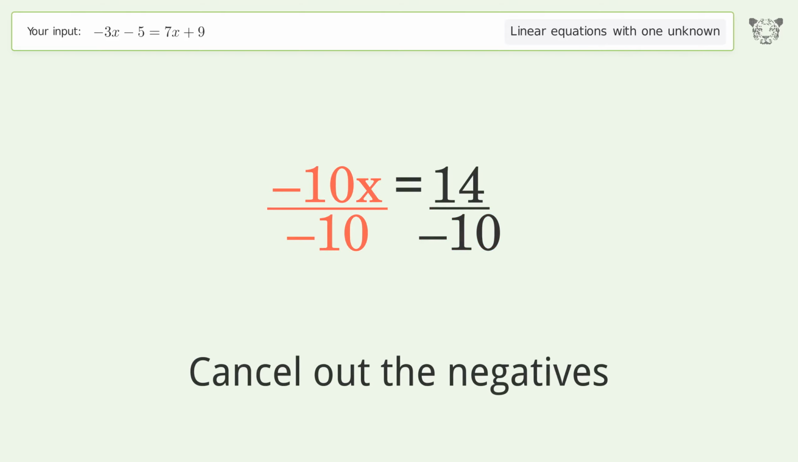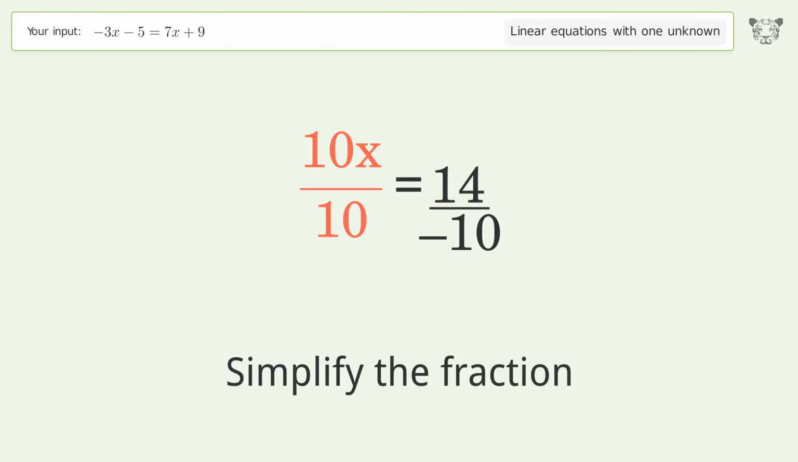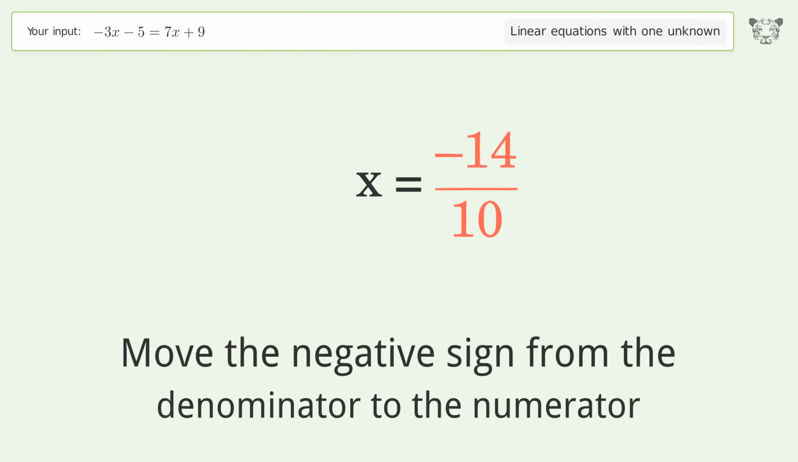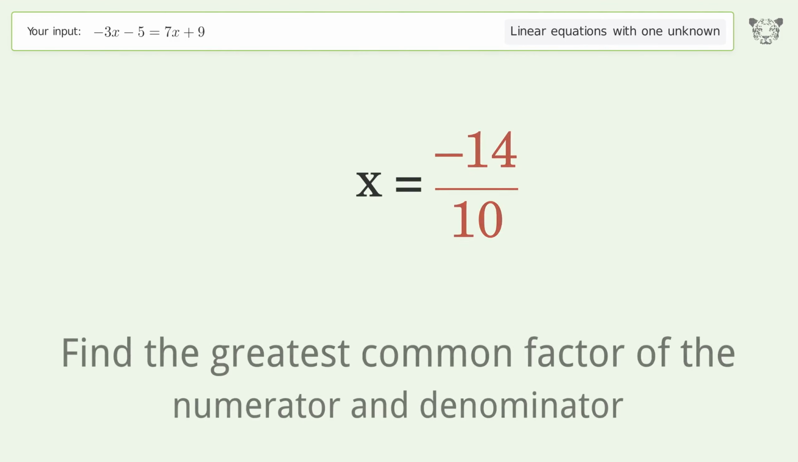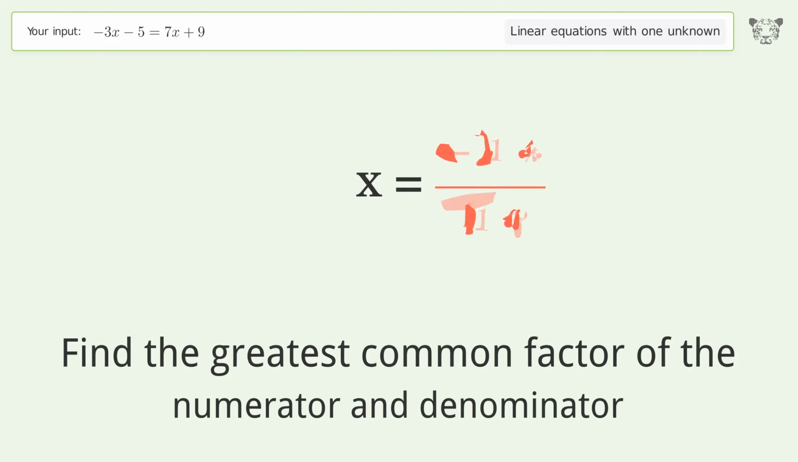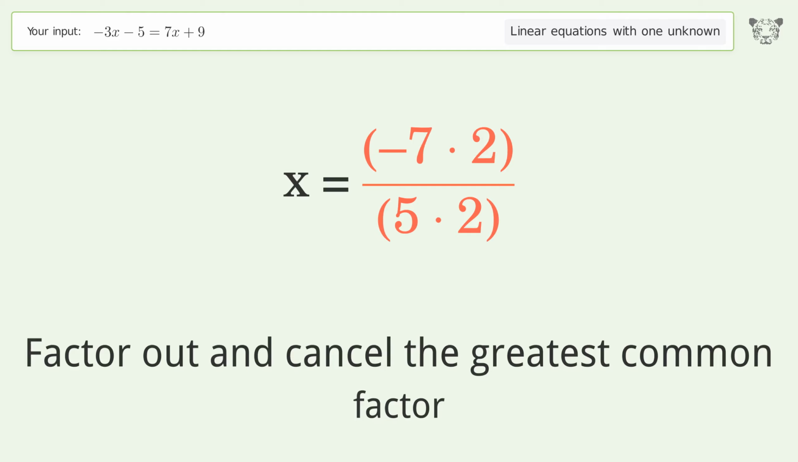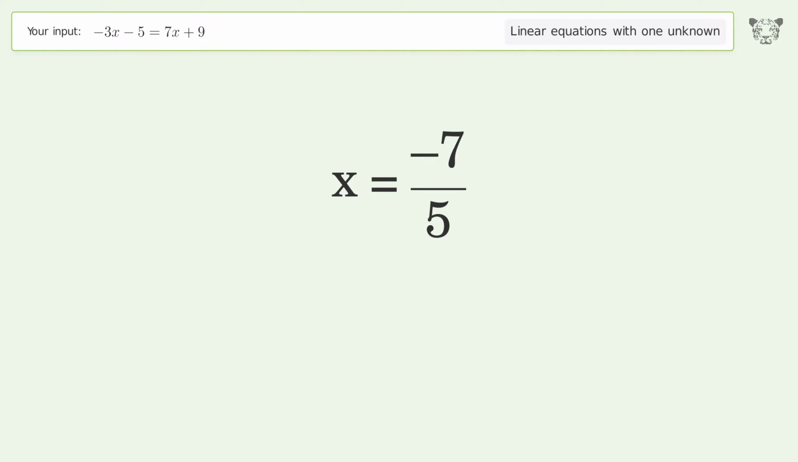Cancel out the negatives. Simplify the fraction. Move the negative sign from the denominator to the numerator. Find the greatest common factor of the numerator and denominator. Factor out and cancel the greatest common factor. And so the final result is x equals -7/5.